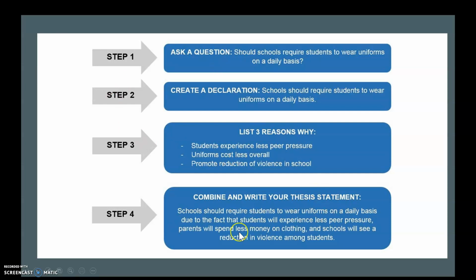So if we were to do the X equals A plus B plus C format, your X is schools should require students to wear uniforms on a daily basis. Your equal sign is due to the fact that, and your 3 points: students will experience less peer pressure, that's A; parents will spend less money on clothing is B; and schools will see a reduction in violence among students, C. And you can see that each of these are things that you could provide evidence of and go into more detail about.